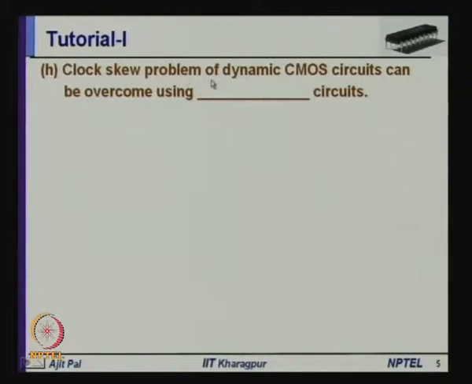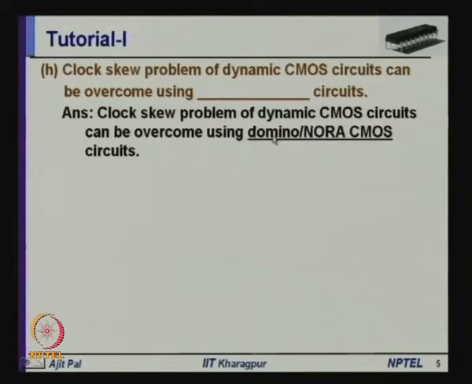Next question is clock skew problem of dynamic CMOS circuits can be overcome using dash circuits. As you know, clock skew occurs because of distribution of the clock in the circuit, and the next stage may receive the clock earlier than the preceding stage. It may so happen because of the clock distribution circuit, and that leads to clock skew problem, and you may get incorrect output.